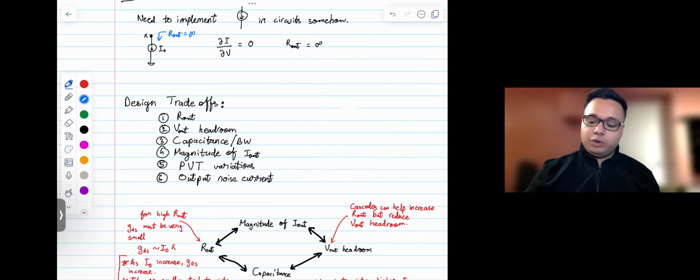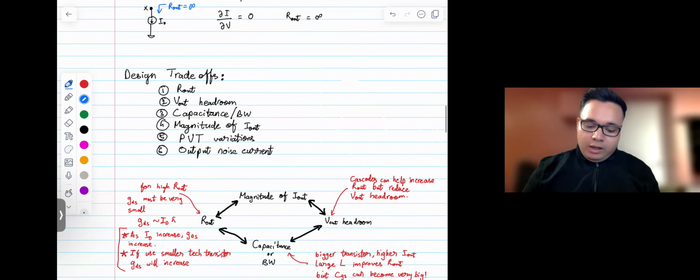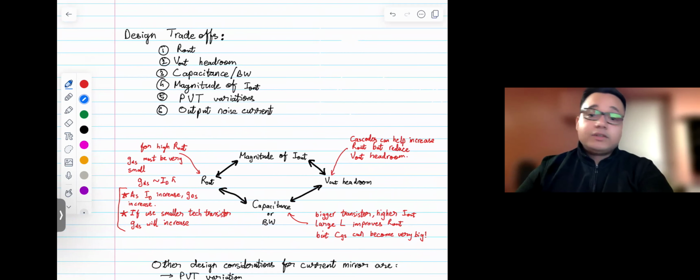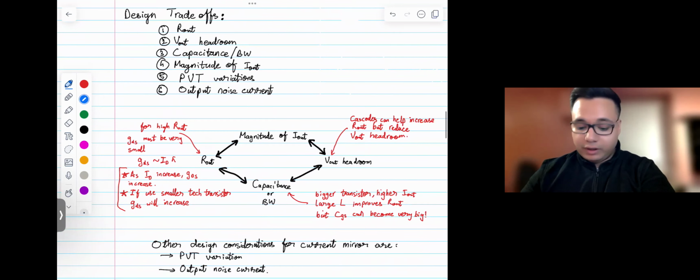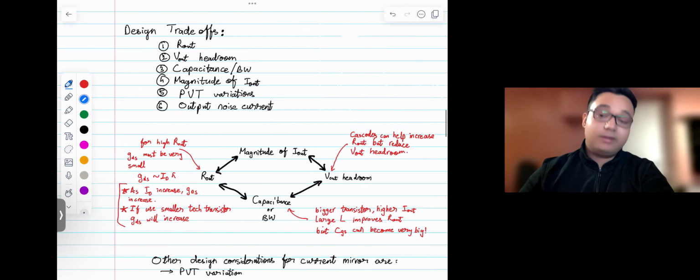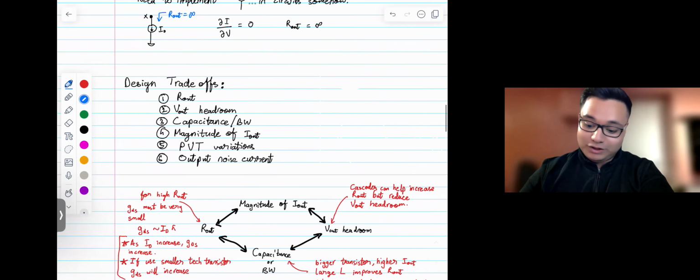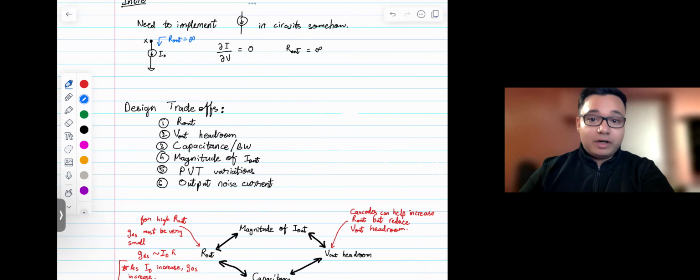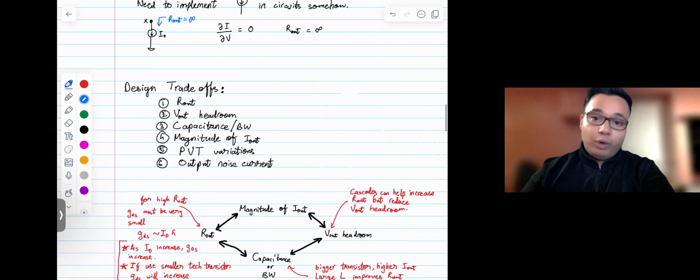So I just wanted to lay it out there right now. All right, let's talk about some of the design trade-offs for current mirrors. I could think of six. First, again, is R out. As we just talked, R out is infinite for an ideal current source, but we won't be able to get an R out of infinite, but we'll try to maximize it as much as possible. And while we do that, we pay a price.